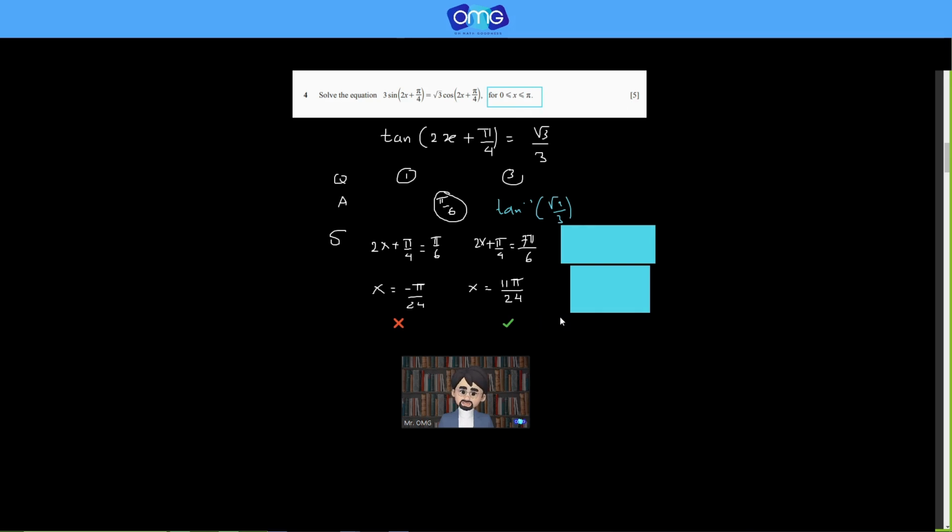So this is accepted. The second answer will be this plus 2 pi, which is the next period, plus 2 pi, which is 13 pi over 6. So we solve this, we get 23 pi over 24, and that's the second answer.